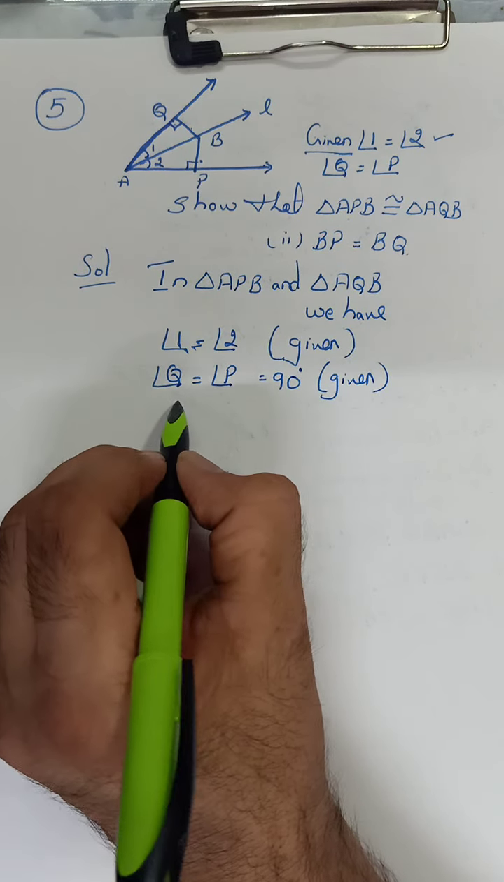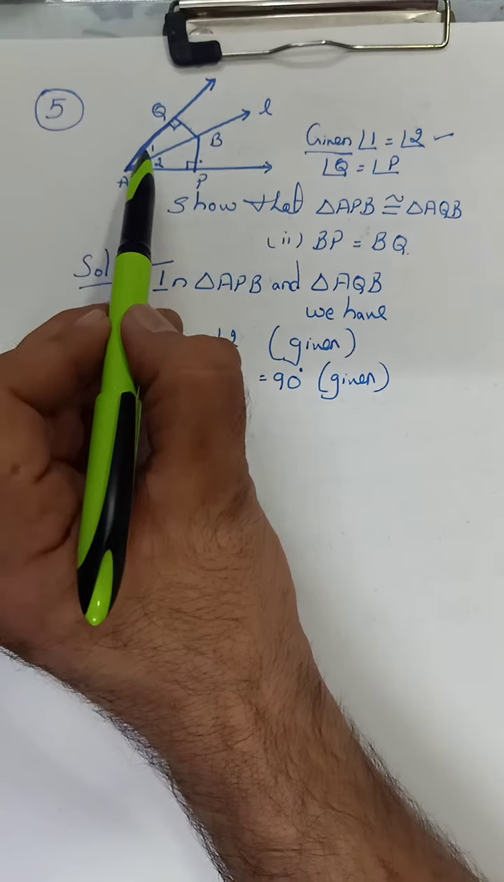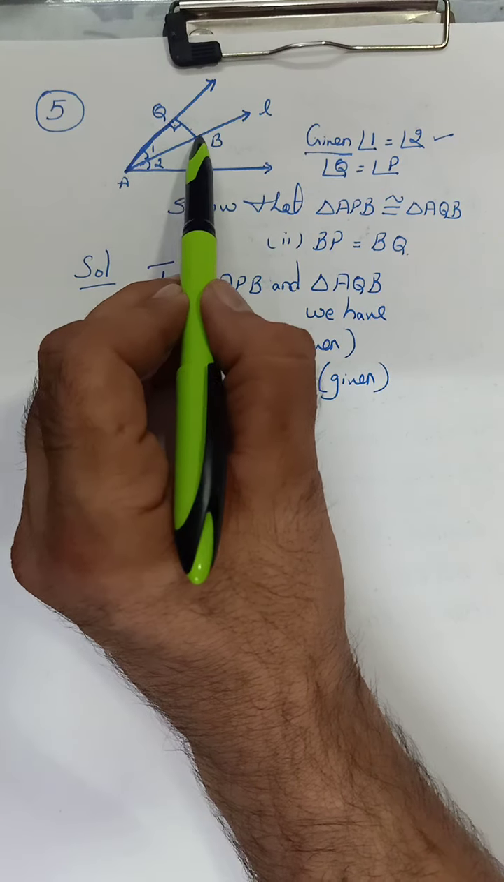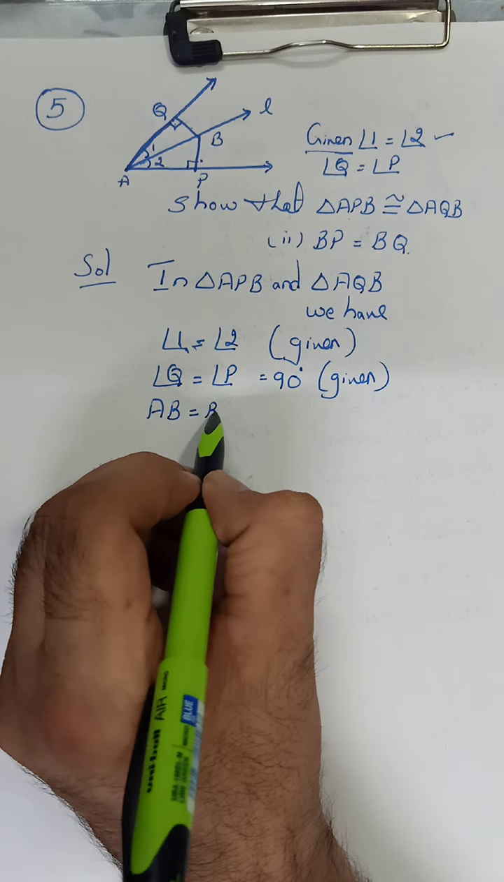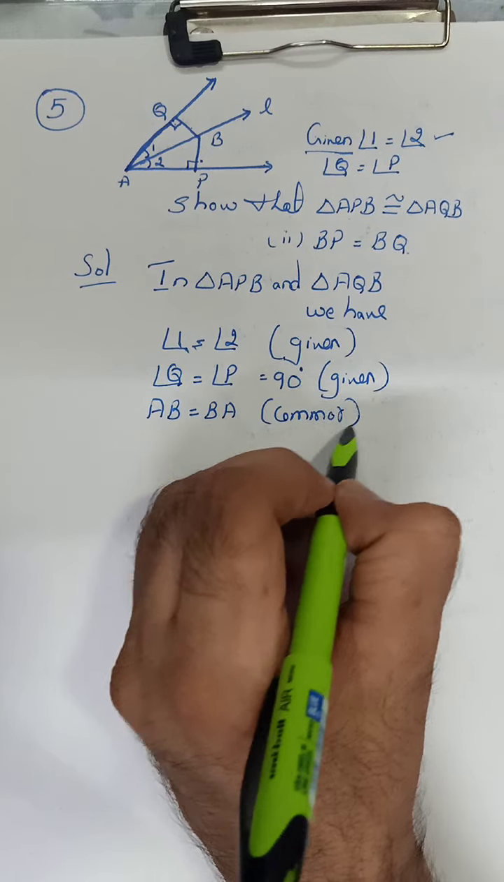And what is the, because I need three things. Angle 1 is equal to angle 2 and this is equal to 90 and this is the common side of both the triangles. That means AB is equal to BA. This is common. अब बताइए कौन सा रूल बनता है, ध्यान से देखिए कौन सा रूल बनता है.